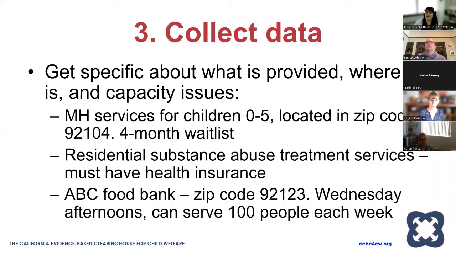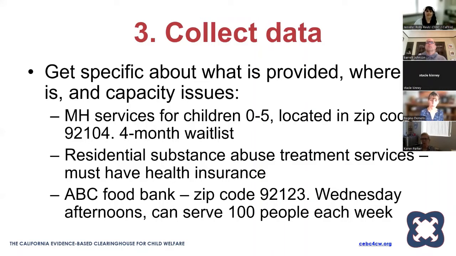Let's say you were looking at mental health services. Someone mentioned that earlier as a focus, and maybe your county is focusing on mental health services for young children. So here they've identified a provider. They provide services for kids 0 to 5. They're located in zip code 92104. And on a capacity issue, they have a 4-month waiting list.